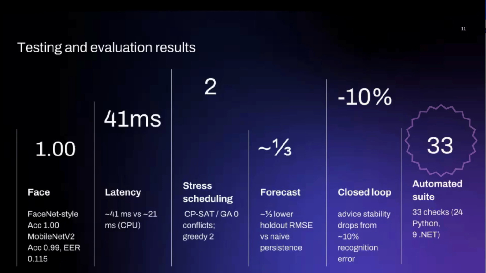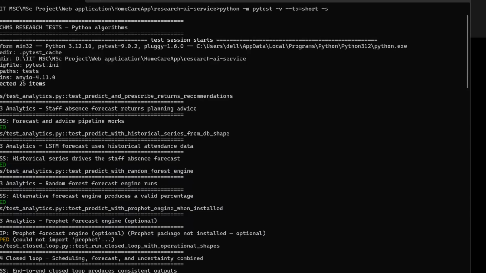Now I will show the Python test output that backs up these pipeline results. These are the automated Python tests for the research pipelines.